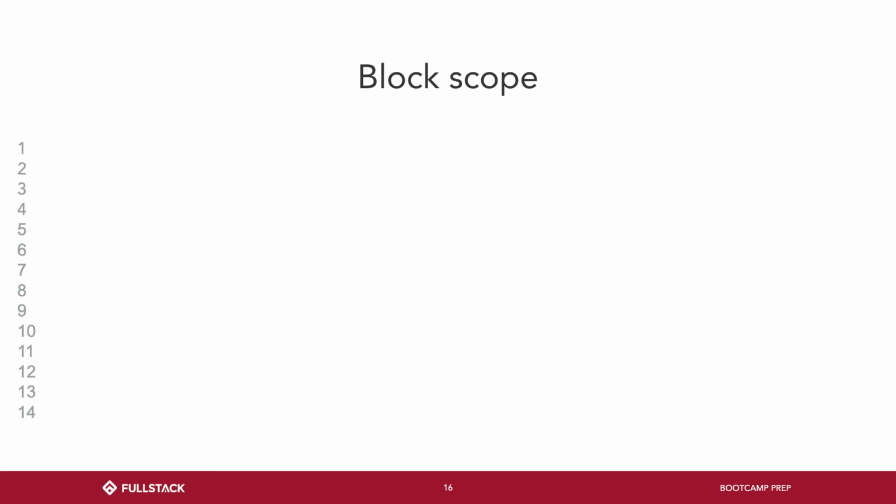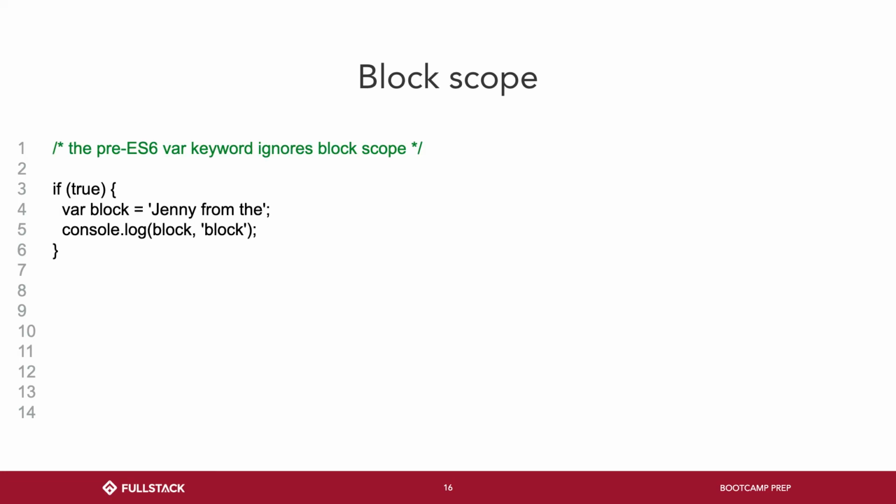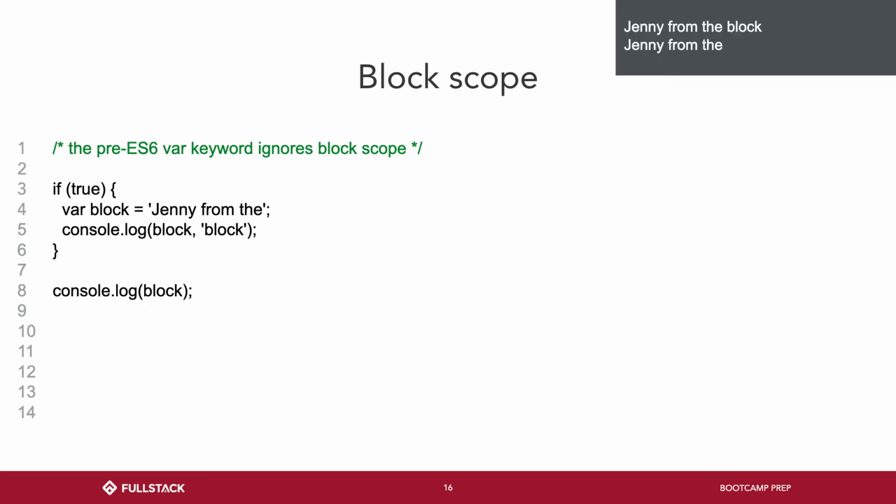Simple, right? The pre-ES6 var keyword ignores block scope. As you can see, console.log block, we still get Jenny from the block. We can access this variable outside of it, and we can change it too. Okay, that's why we don't use var. We don't use it.